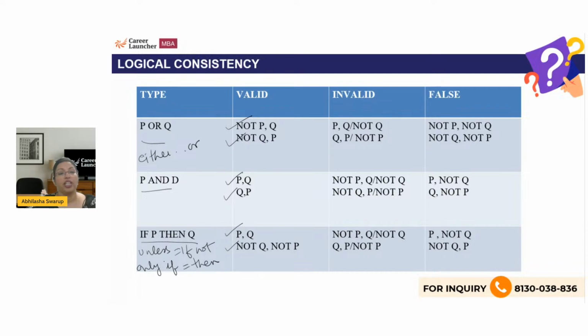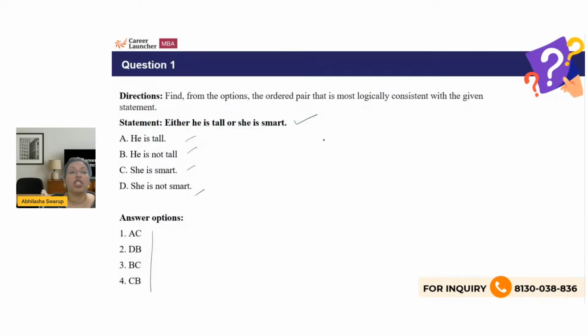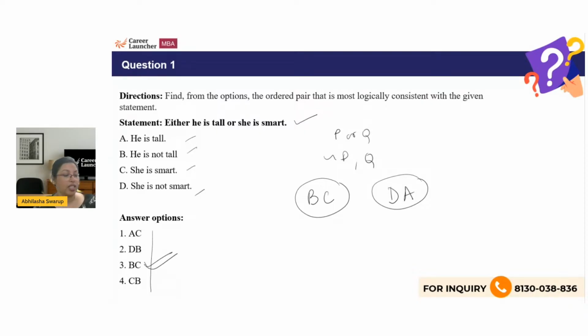Okay. All right. So either he's tall or she is smart. Remember, P or Q: not P, so Q. So therefore, he is not tall, and so she is smart. BC will be one pair. The other pair will be she is not smart, which is D, and he is tall, which is A, DA. So DA we don't have, BC we have. So therefore, BC is the correct answer.